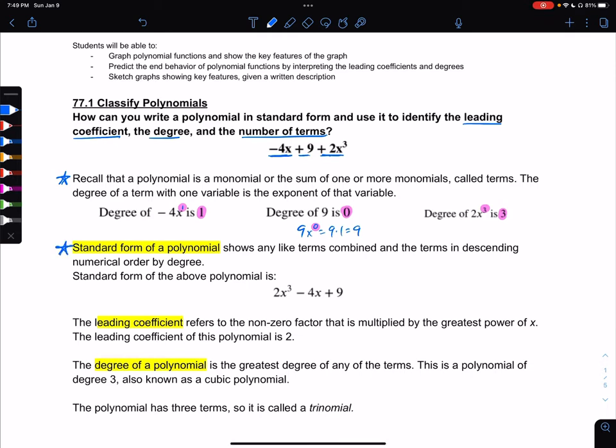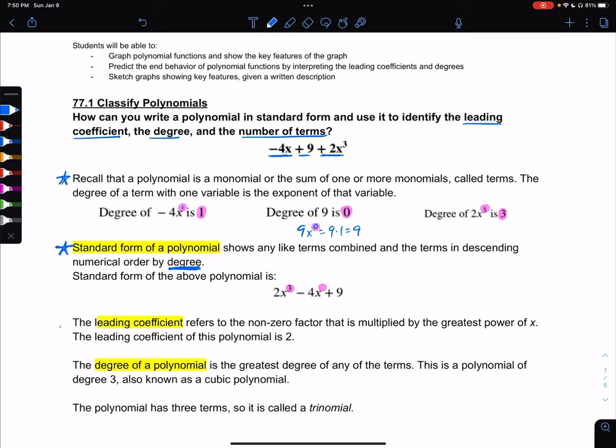Now here, standard form of a polynomial shows any like terms combined. Here we don't have any like terms. And the terms are in descending numerical order by degree. Okay, so this is important. To put them in standard form, they have to be in descending order by degree. So for the above polynomial, the negative 4x plus 9 plus 2x cubed, when we put that in standard form, we would put the highest power first. So the 2x cubed is a degree of 3. That would be first. Then we would have negative 4x to the first, and then that 9x to the 0 power. Your constant would always go last. So that's your standard form.